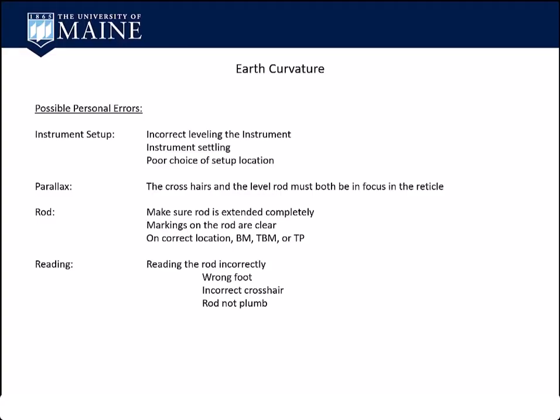Incorrect crosshair, if you read the top here. There's all sorts of reticles for instruments. Every manufacturer, there are all sorts of crazy reticles out there. So you have to make sure you're reading the correct one for the purpose you intend. And rod not plumb. You can't tell looking at the face of a rod if it's plumb or not. You can, if he rocks it, puts a rod level on it, he can make sure it's level. But those are errors that you have to eliminate from the work, or it won't be a happy day.